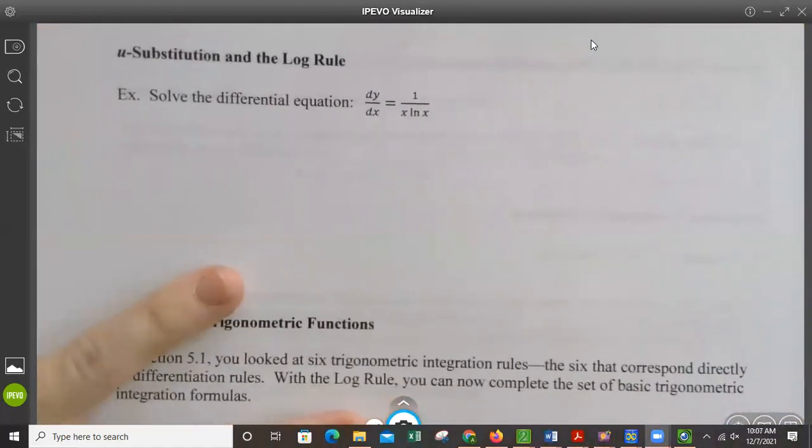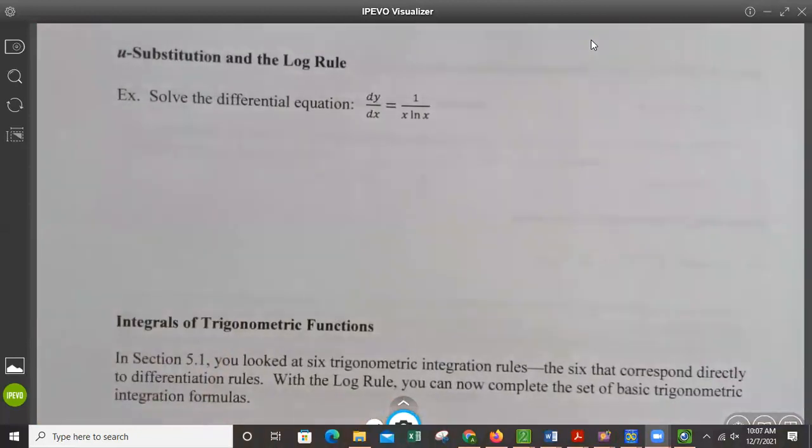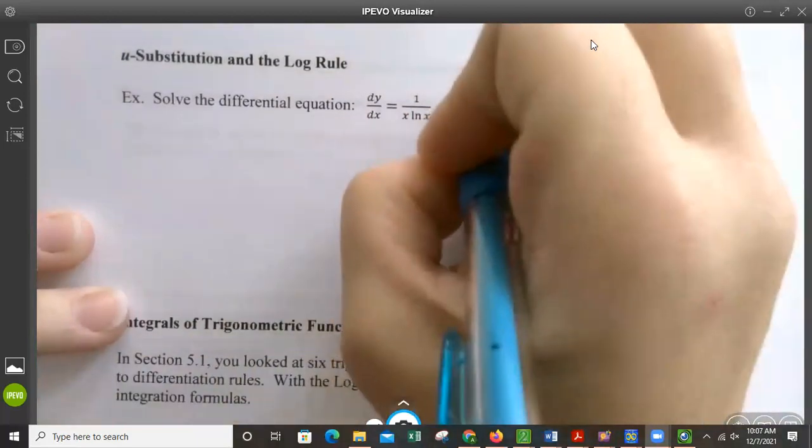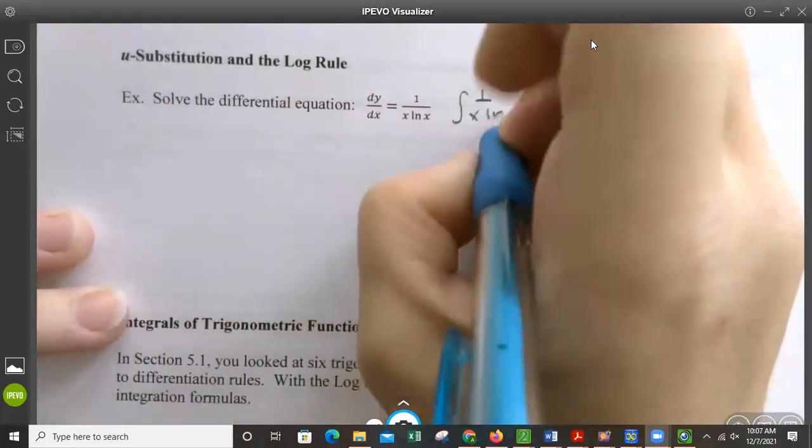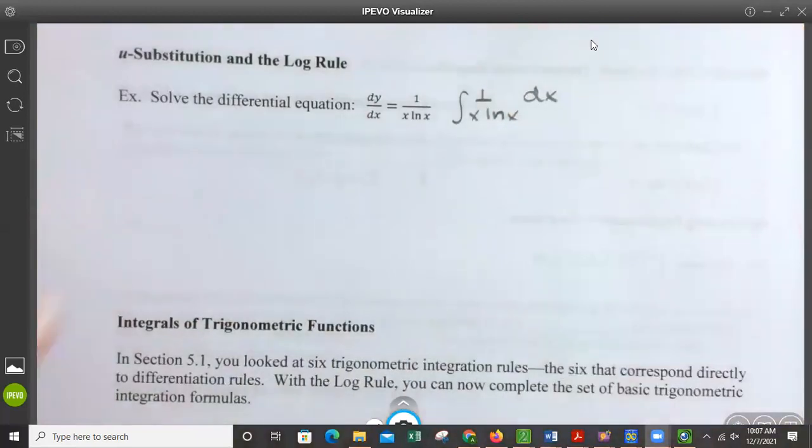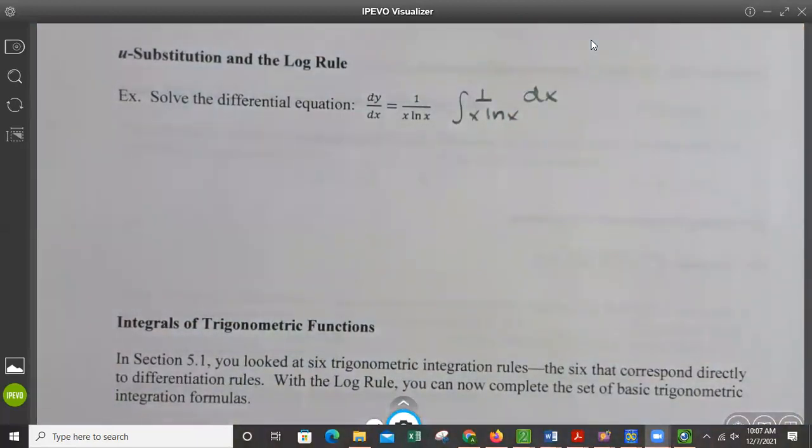Use substitution in the log rule, solve the differential equation. Anytime it says solve the differential equation, we're going to do integration. So we're going to integrate 1 over x ln x dx. What's going to be your u? Yes. ln x. What's that derivative of ln x? 1 over x, right? Do we not have that on our paper right now?